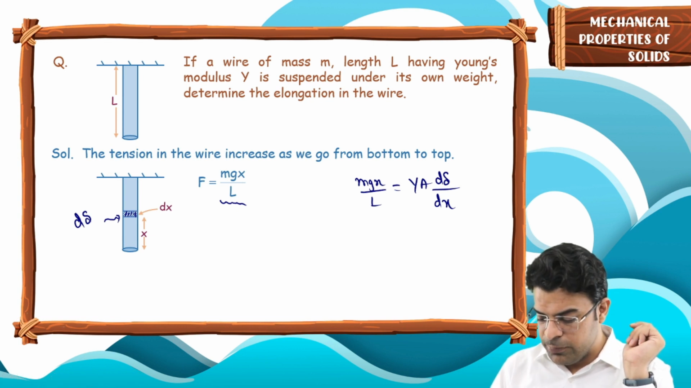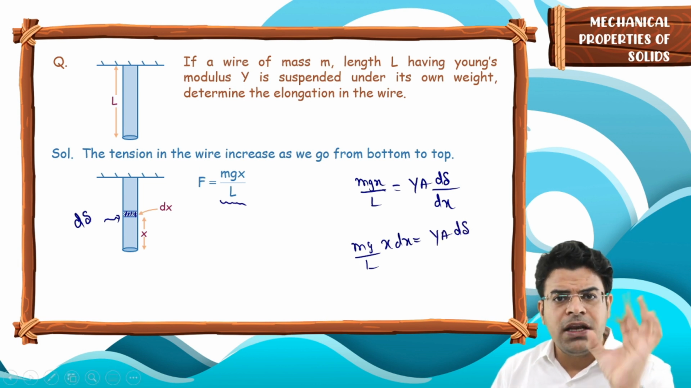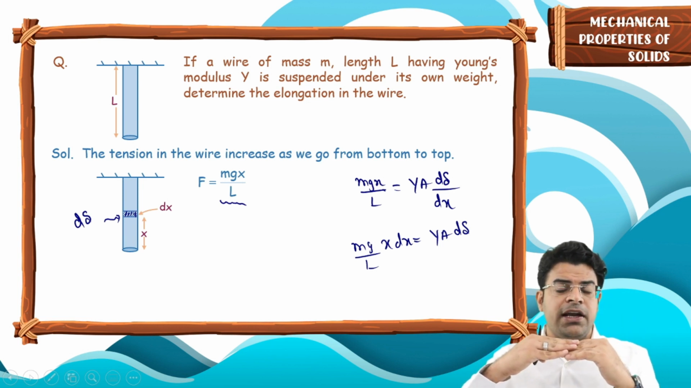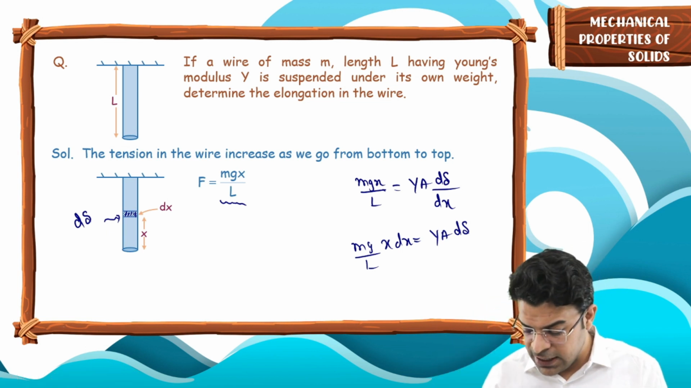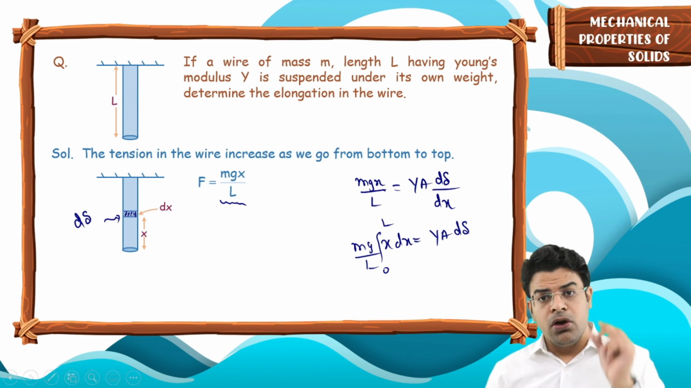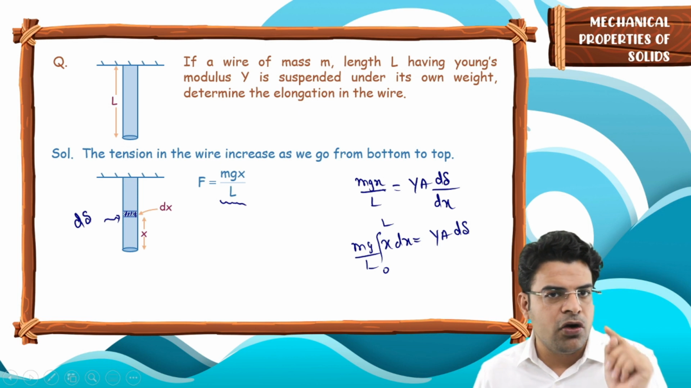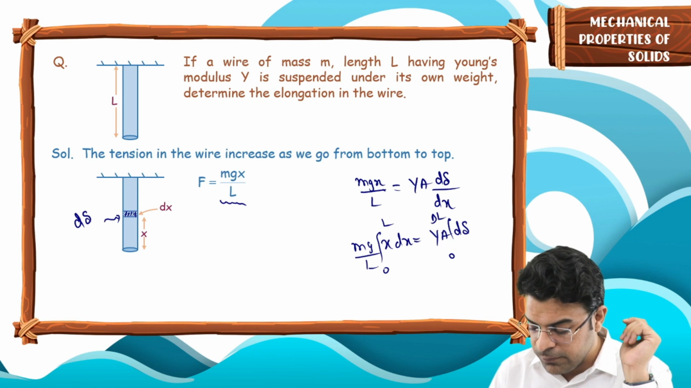Now you can bring this dx to the left hand side. So you will get mg by L into x dx equals YA d delta. To find the total elongation, integrate both the sides. On the left hand side, you have to integrate x from the lowest value 0 to the highest value L. And on the right hand side, integrate d delta, the infinitely small elongation in an infinitely small length dx, from 0 to delta L.